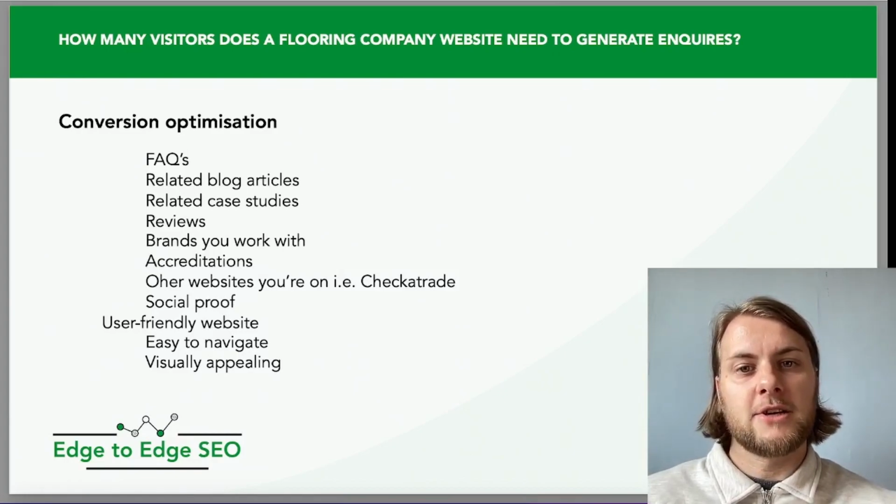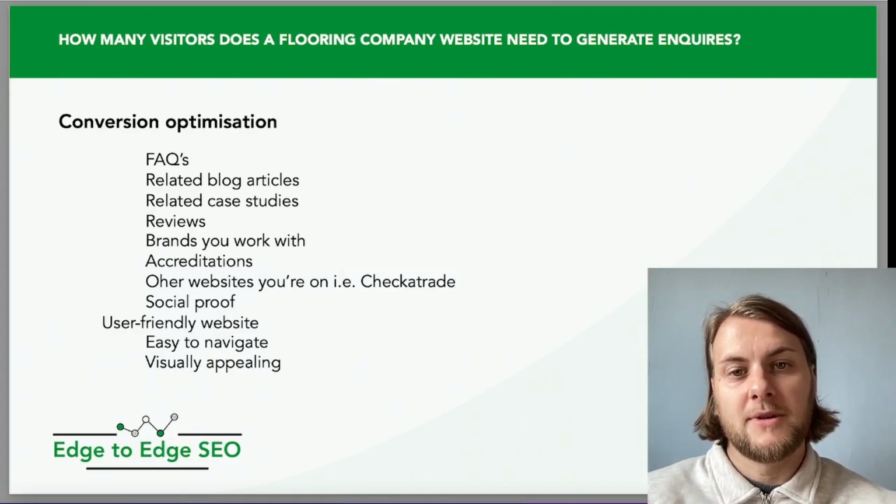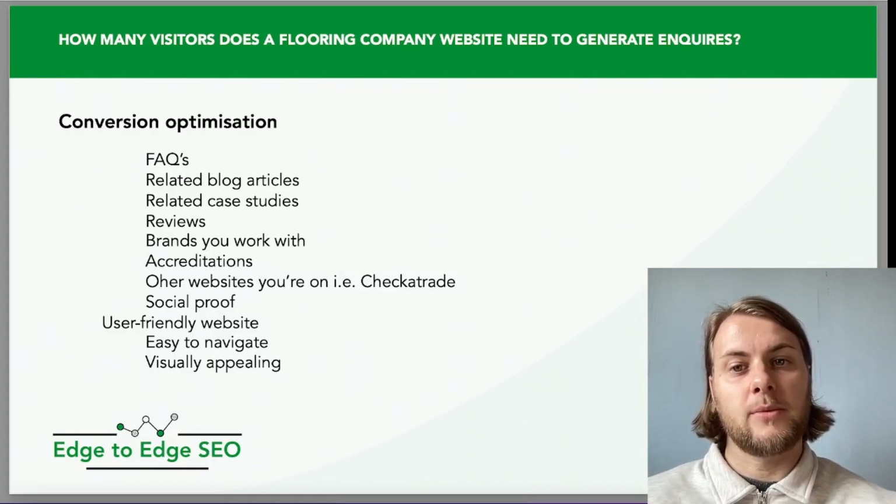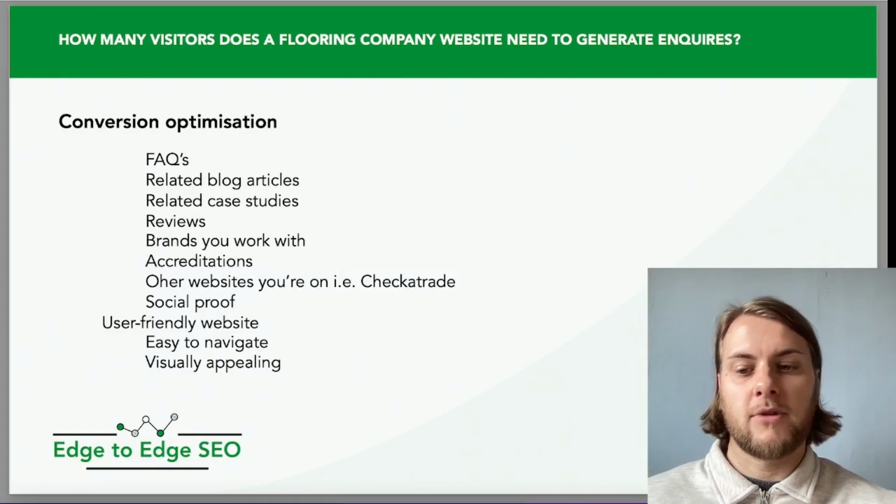And then you've got brands that you work with. So flooring companies are going to offer the different types of brands for the different types of flooring. So for example, if you're selling a lot of Amtico flooring or Quick-Step flooring, make sure you've got those logos on your site. It's only going to benefit you if people can see and recognise well-known brands.